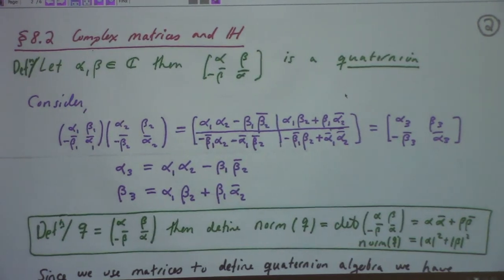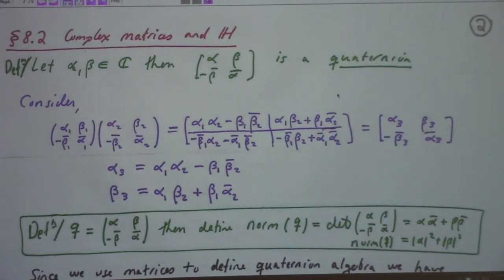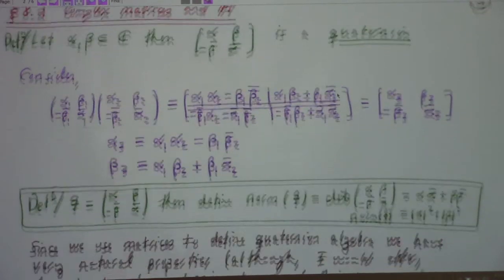Furthermore, you can define a norm, not in the sense of linear algebra, but perhaps in the sense of number theory. You can define the norm using the determinant. The norm of Q is alpha alpha bar plus beta beta bar. So in particular, if you were to look at quaternion matrices where the real and imaginary components of alpha and beta were integers, it's fairly clear that this norm would be integer valued. All right? And it would be a multiplicative norm in the sense that we talked about. So that's kind of neat.